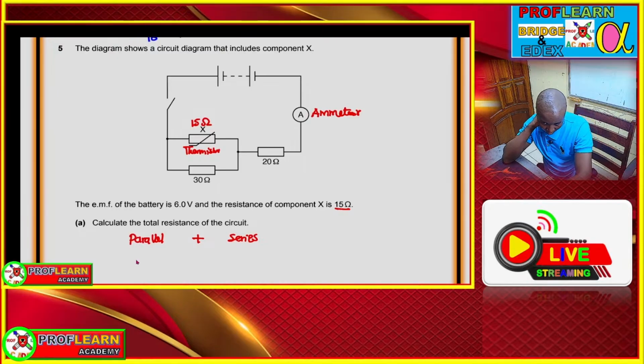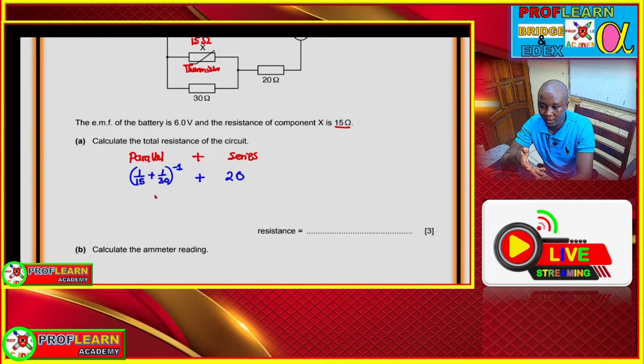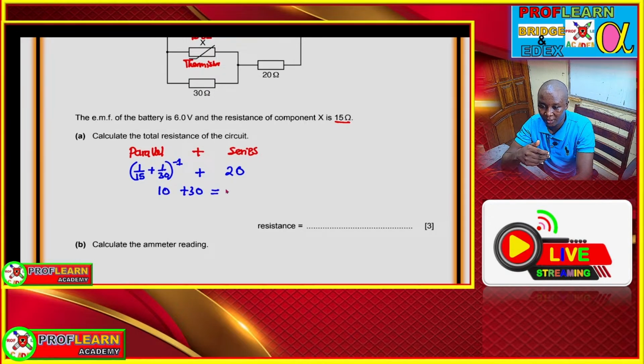Here we are going to have (1/15 + 1/30) raised to the power negative 1, and that is going to give us around 10. Then we shall add 20 ohms there. So this is 10 plus 20, and this is going to give us 30 ohms.